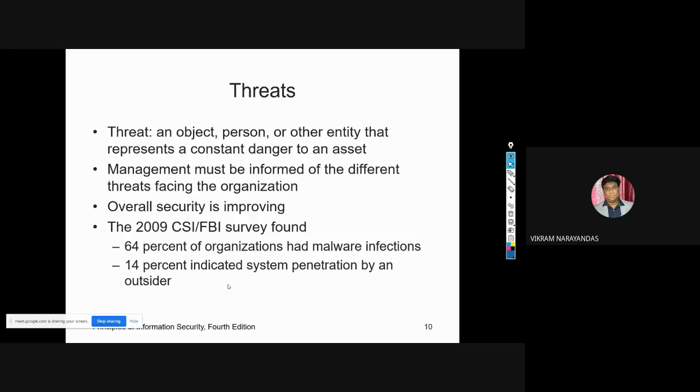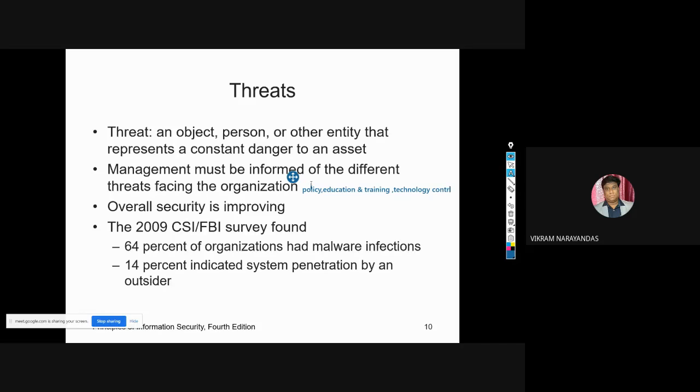So management must protect this information through policies. Next one, education and training. Every organization needs some awareness programs, so education and training for the employees of the organization, and technology controls.